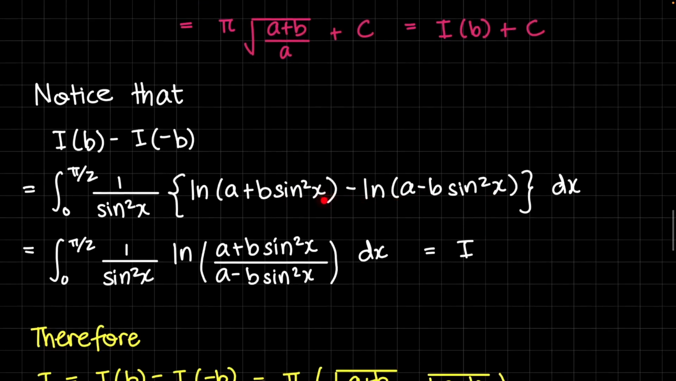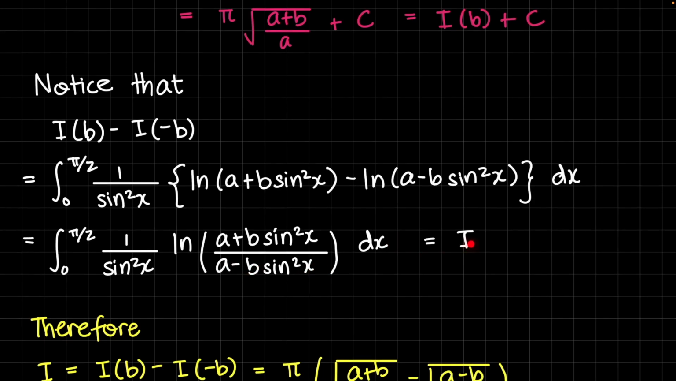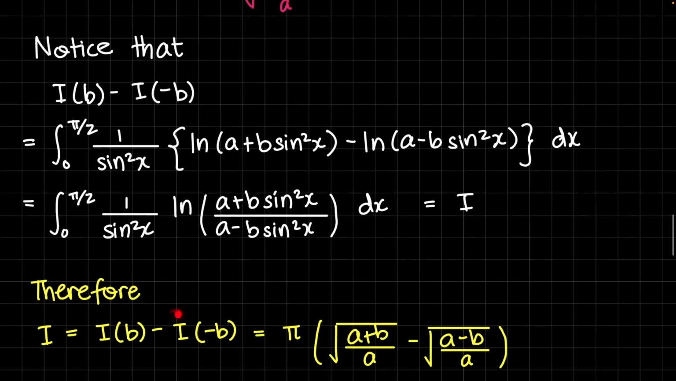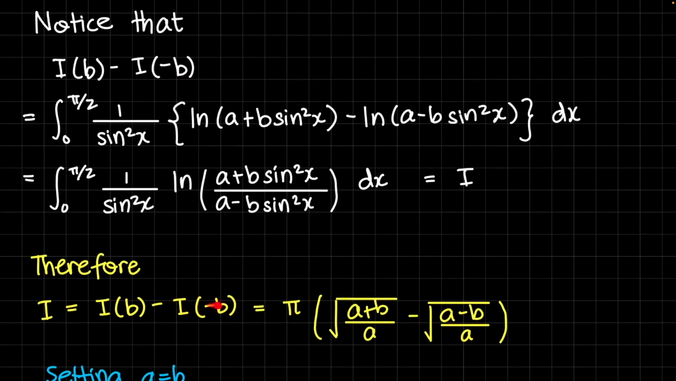Using the property of the logarithm, a difference of logs is the natural log of the ratio of arguments. So the integral from 0 to pi over 2 of 1 over sine squared x times ln of (a plus b sine squared x) over (a minus b sine squared x) dx, which precisely is I, the original problem that we had. So I, in terms of the parameterization we had, is I of b minus I of minus b.